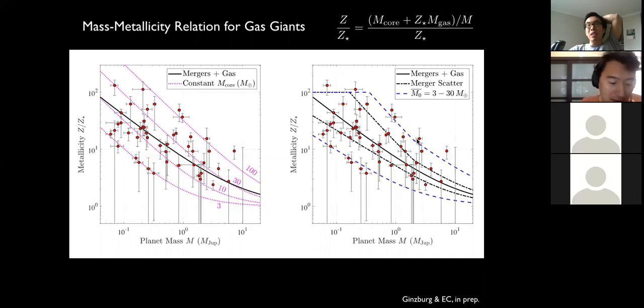I have a question. Yeah, go ahead. So I'm wondering if it makes any difference at all whether the planets are differentiated before they collide. Would you get a difference whether they're differentiated or not?